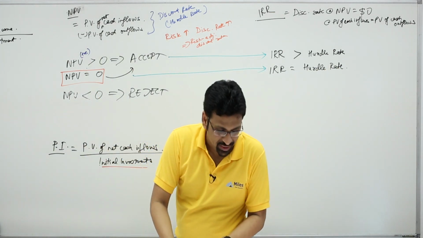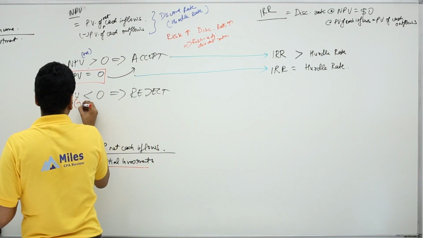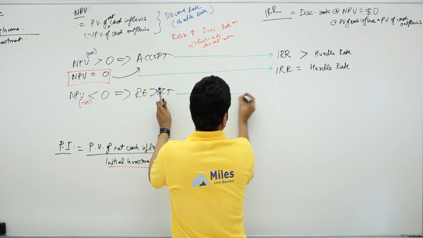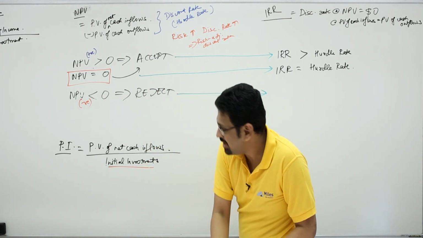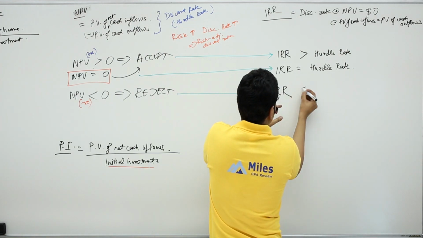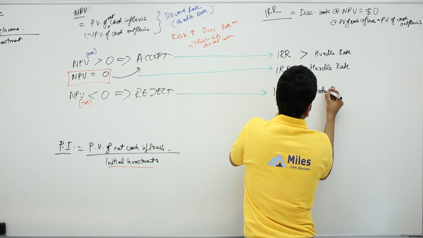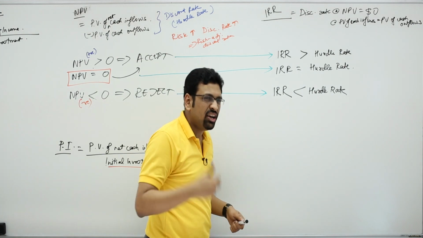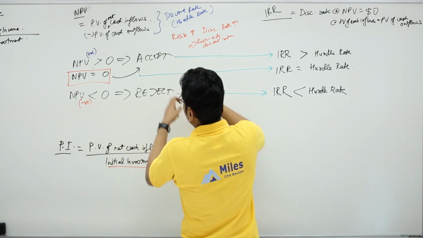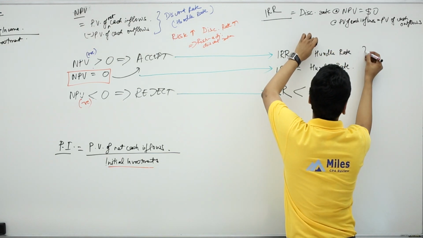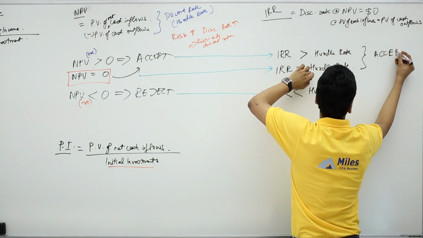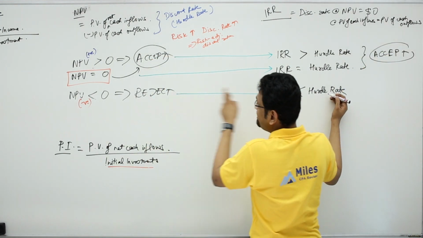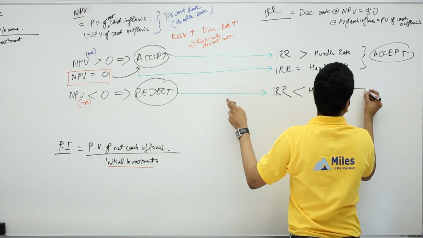NPV less than 0, that means NPV is negative. Now in this zone, we would say that the IRR is less than the hurdle rate. That means the internal rate of return for the project is less than the hurdle rate that we have set for the project. So this was the case of accept and accept. Both these cases we would accept, same result. So here we accepted, here we accept. In this case we rejected here and we're going to reject here.